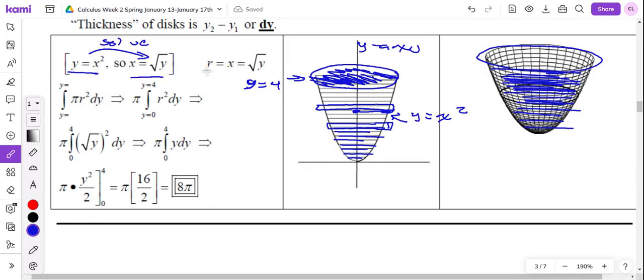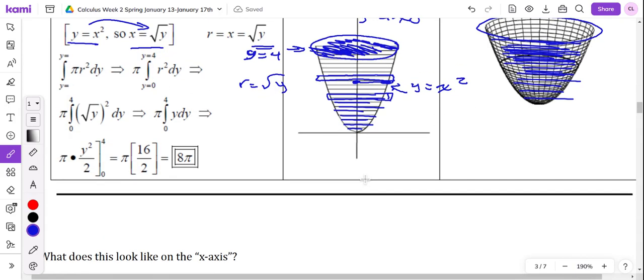Now we have the radius in terms of y. So we've got the square root of y, so r is equal to the square root of y. And then we know now that r, I'm going to do this down here a little bit closer so you guys can see it. So I'm going to take all this stuff and write it right here.